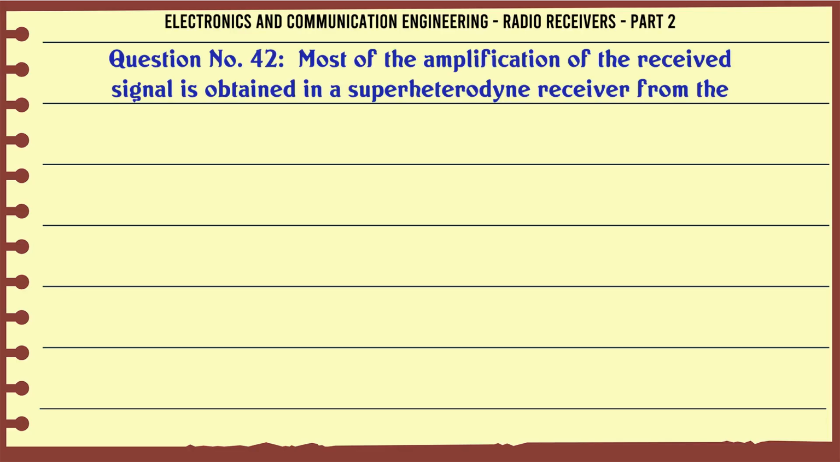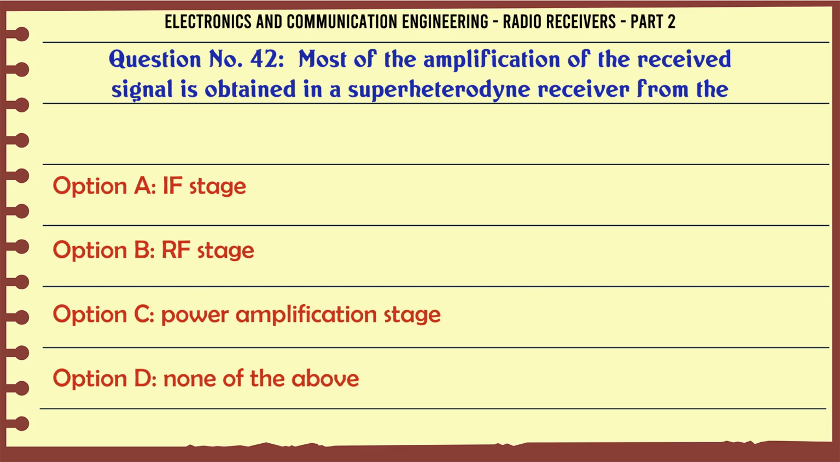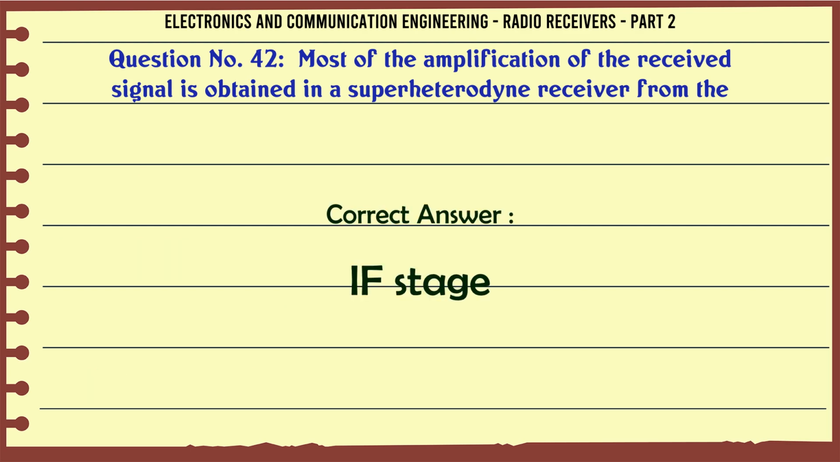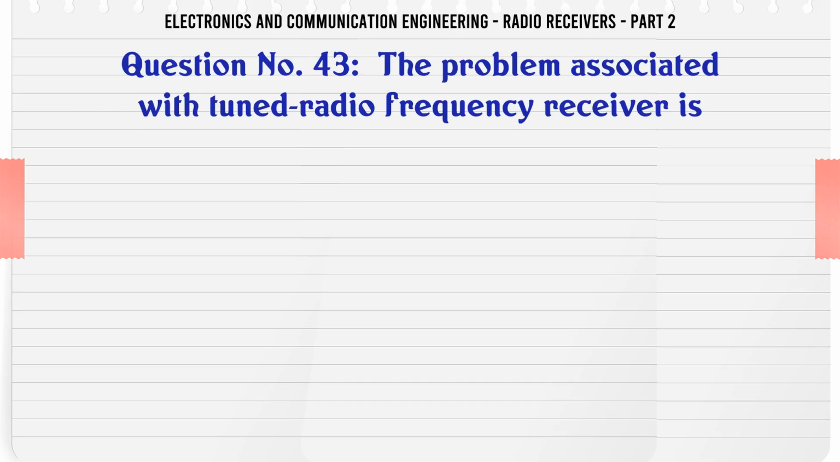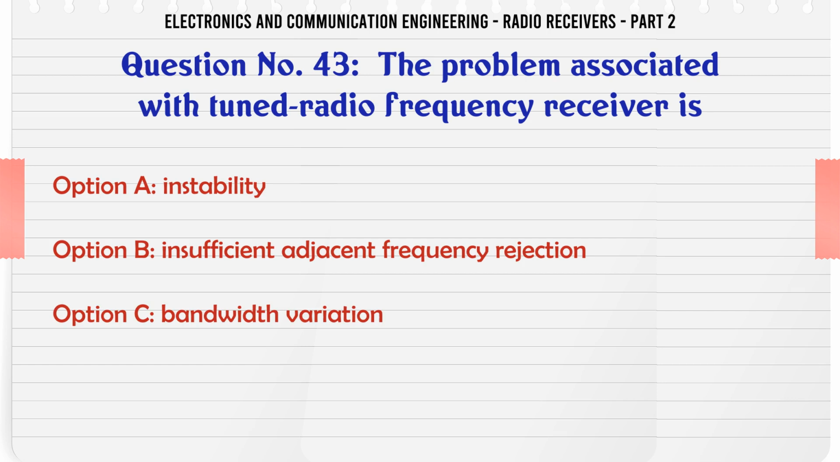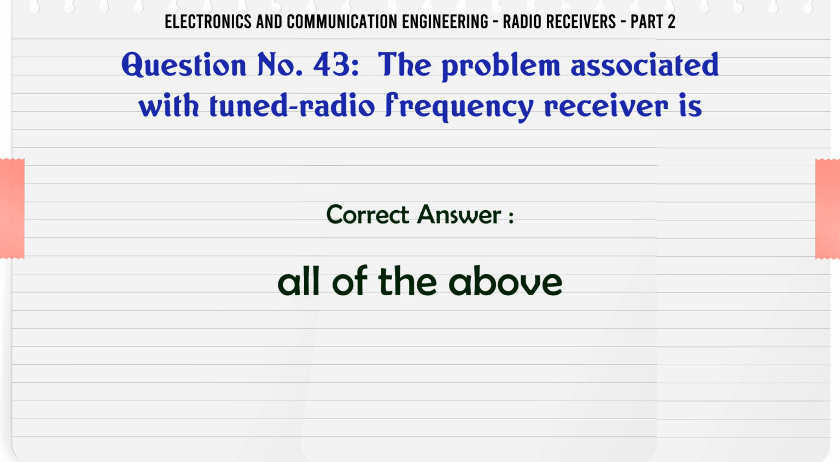Most of the amplification of the received signal is obtained in a superheterodyne receiver from the A. IF stage, B. RF stage, C. Power amplification stage, D. None of the above. The correct answer is IF stage. The problem associated with tuned radio frequency receiver is A. Instability, B. Insufficient adjacent frequency rejection, C. Bandwidth variation, D. All of the above. The correct answer is all of the above.